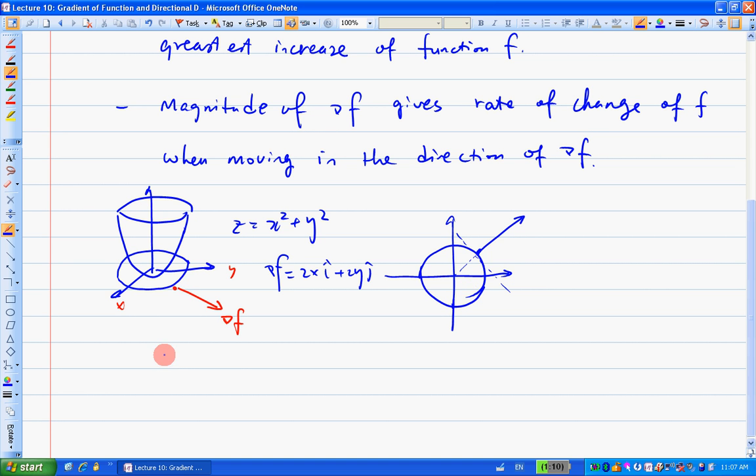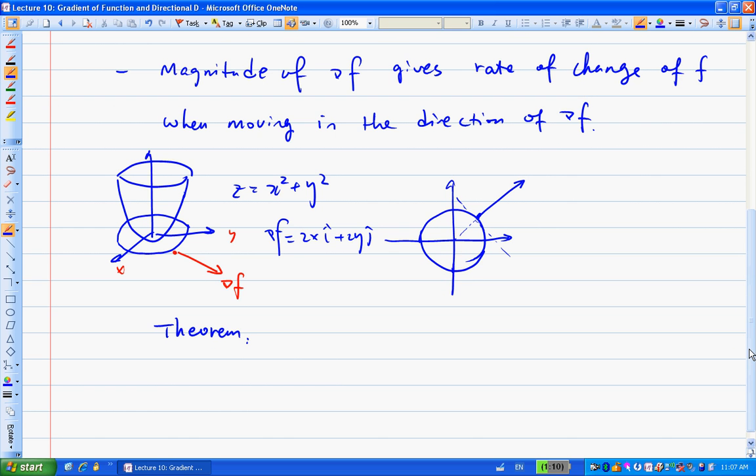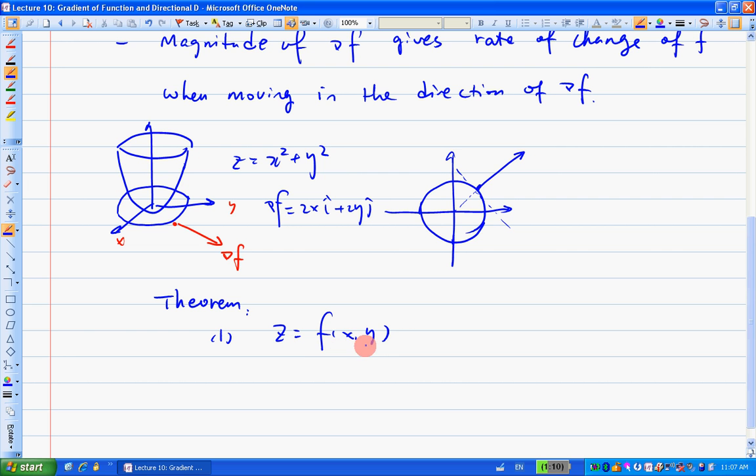And actually, this is a theorem. The theorem considers two different scenarios. One is when we consider the surface z equals f of x, y. Then we calculate del f. The first theorem is that del f is perpendicular to the level curve.